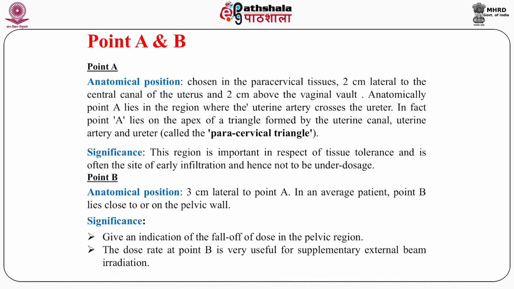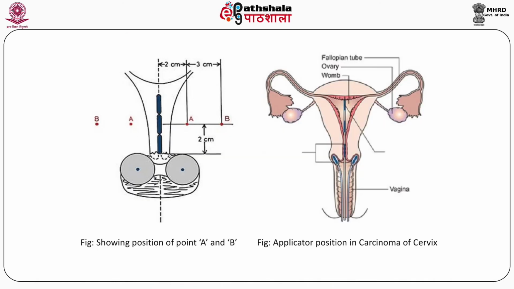The significance of this is that it gives an indication of the fall off of dose in the pelvic region. The dose rate at point B is very useful for supplementary external beam irradiation. This shows the figure of the cervix where the applicators are applied. Point A is shown 2 cm above and 2 cm lateral from the external os.